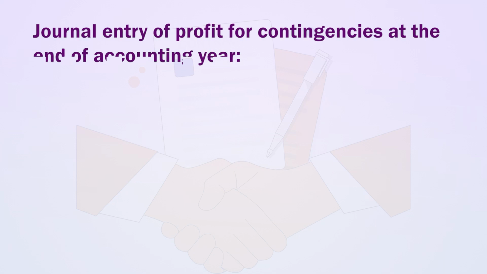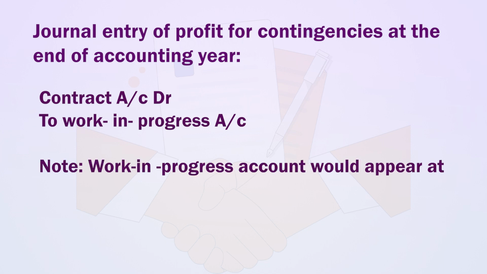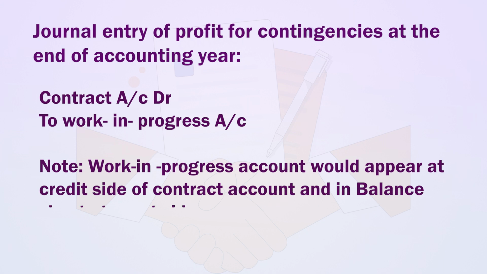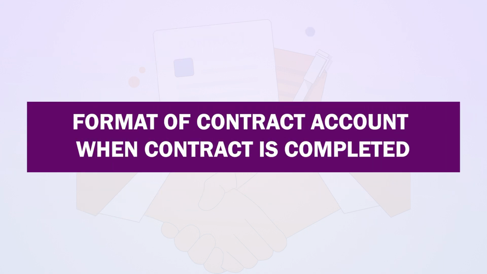Let's understand the journal entry of profit for contingencies at the end of the accounting year. Contract account debit to work in progress account. Note that work in progress account would appear at the credit side of the contract account and in the balance sheet at the asset side. Let's understand the format of the contract account when the contract is completed.